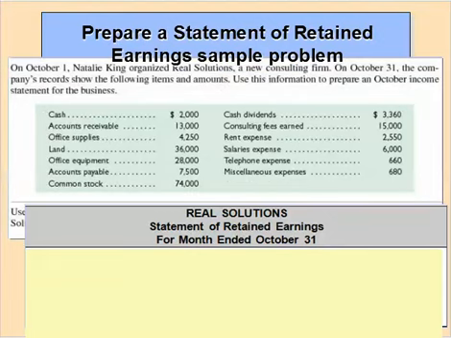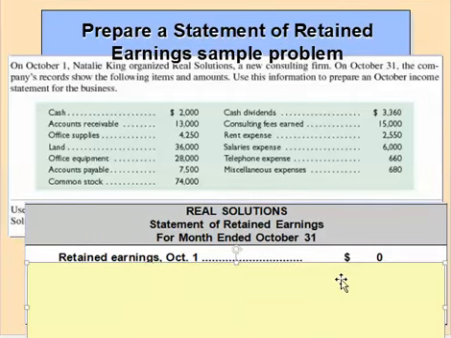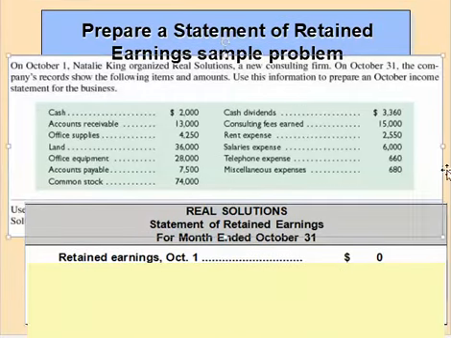Okay, so statement of retained earnings is the second statement that we need to prepare. And again, we always start with the header, company name, in this case, Real Solutions. The statement of retained earnings tells us what statement it is. And this is also for month ended October 31st. So these always look the same, or pretty much the same, and it always starts with our beginning balance and our retained earnings.